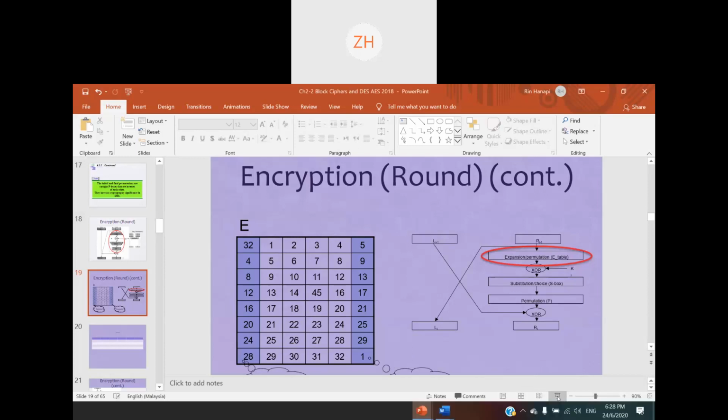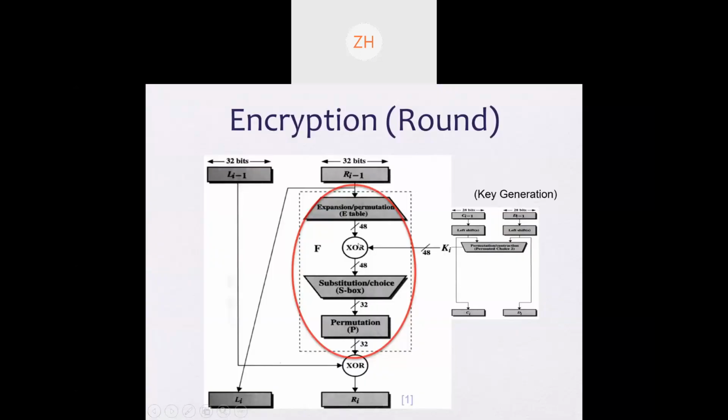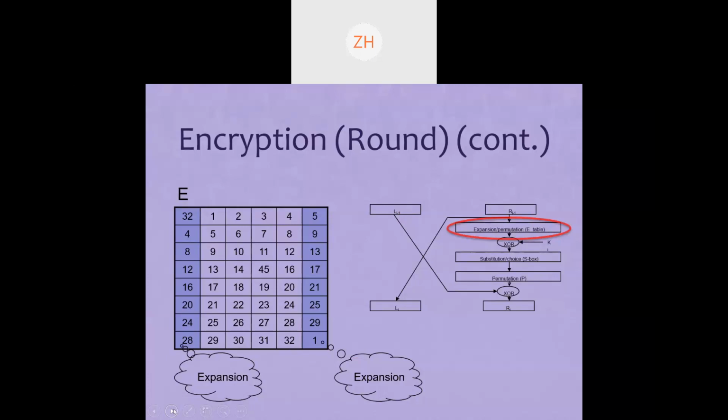On the slide. Okay. After the expansion table is the S-box. The input to the S-box is 48 bits, from the expansion table as well as from the key itself. So I guess I don't have to discuss the S-box. All of you know about the S-box.